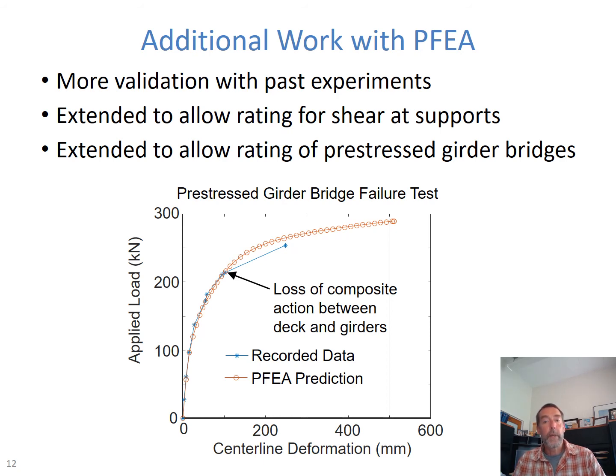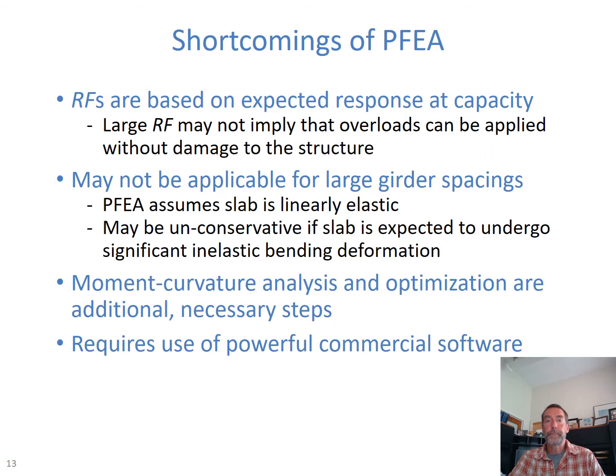Now PFEA does predict more capacity and more ductility than what was observed in the field, but there's a very good reason for that. At a load of about 220 kilonewtons, the shear connectors between the deck and the girders failed, and they lost composite action, and the bridge failed prematurely because of that. And interestingly, you can go to the PFEA analysis results and look at the force in the connectors predicted by PFEA, and indeed, they should have failed. They failed at just about the capacity that AASHTO predicted the connectors had. So I would say that's a really good prediction by PFEA in light of that.